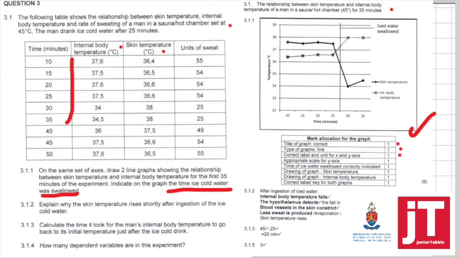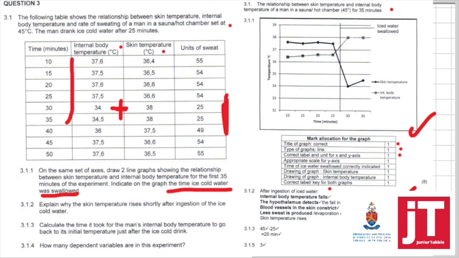Okay. 3.1.2. Explain why the skin temperature rises shortly after ingestion of the cold water. So after ingestion of the ice water, what happens? His internal body temperature, obviously, starts to decrease. So it falls. So the hypothalamus detects the fall in the temperature. Blood vessels in the skin will constrict. Less sweat is produced. And the skin temperature will then rise, as you can see. Also, a very lovely question.